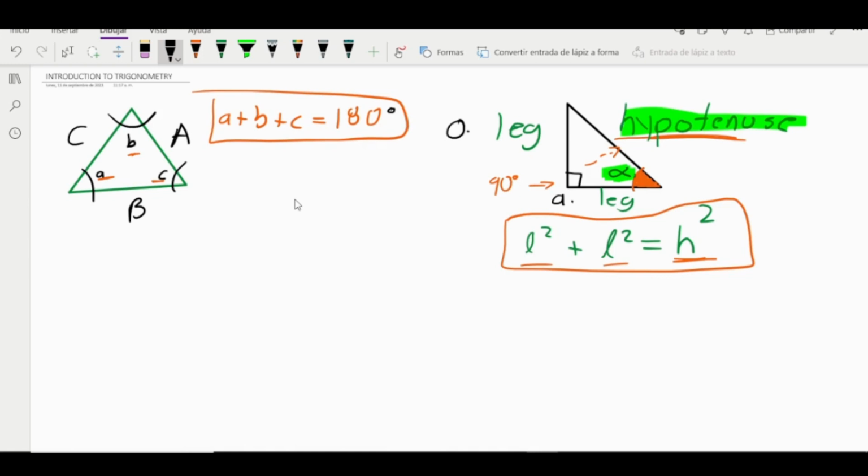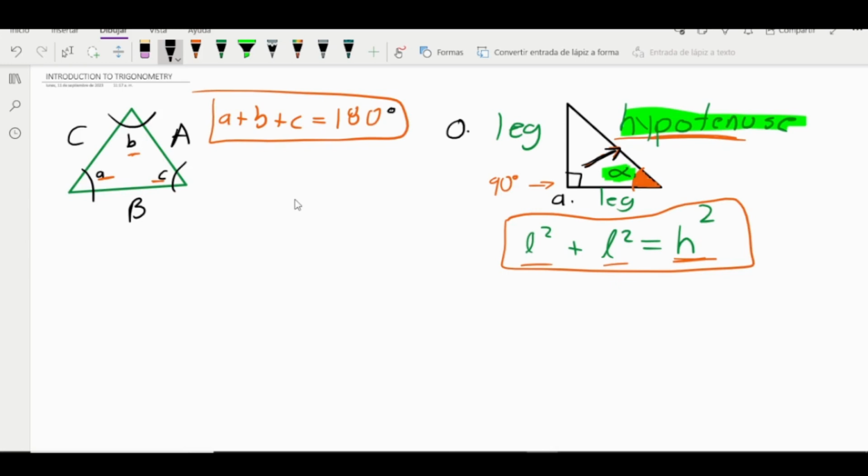Why adjacent leg? Because this is the leg, the side, that is near the angle, or is creating the angle, and the opposite is in front of the angle. So always keep this in mind, and also keep in mind that the hypotenuse is going to be the greater side when we talk about this kind of triangle. The way that we can identify it is that it is opposite to the 90 degree angle. So this is a way that you can identify this kind of triangle, and they are very, very important.